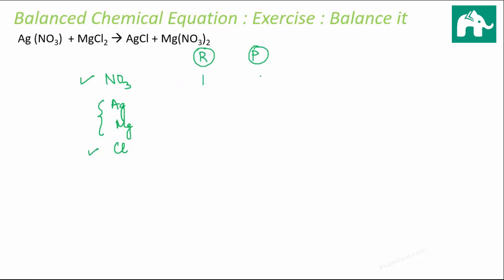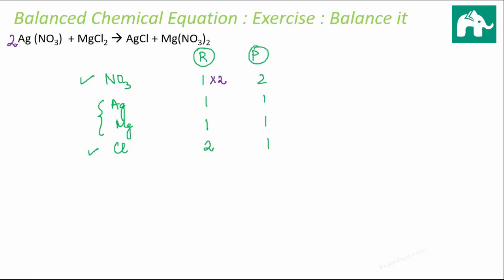So NO3 is 1 on the reactant side, 2 on the product side. Ag is 1 on the reactant side, 1 on the product side. Mg is 1 on the reactant side, 1 on the product. Chlorine is 2 on the reactant side and 1 on the product side. So let's try to balance. In order to balance the polyatomic, that is nitrate, we need to multiply by 2 on the reactant side. So this we multiply by 2.